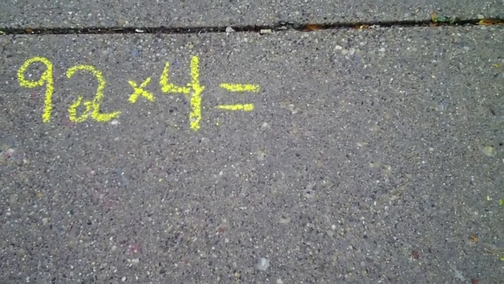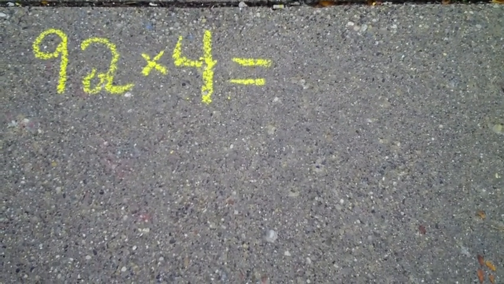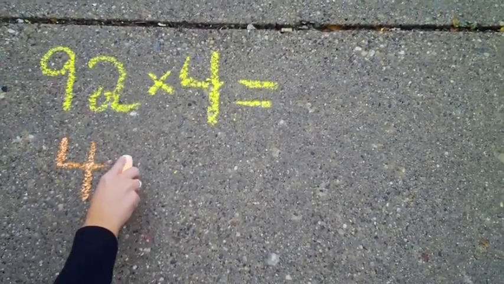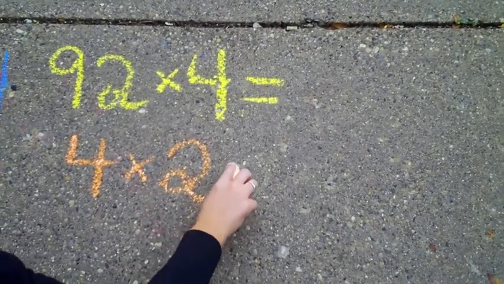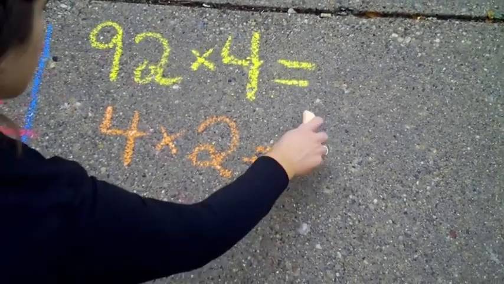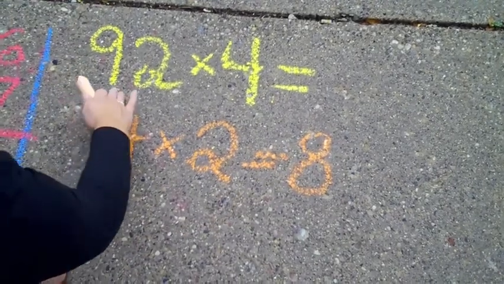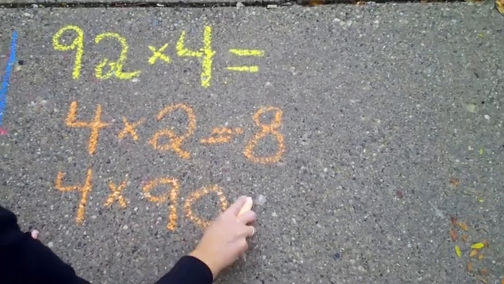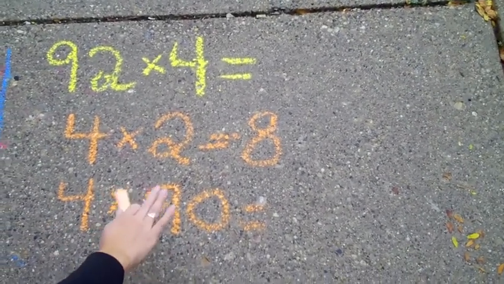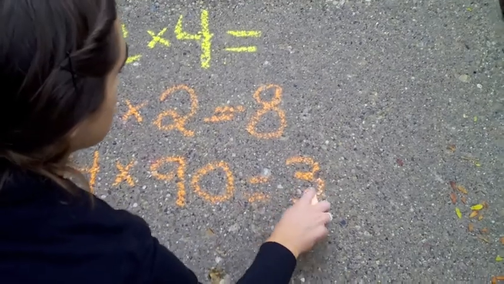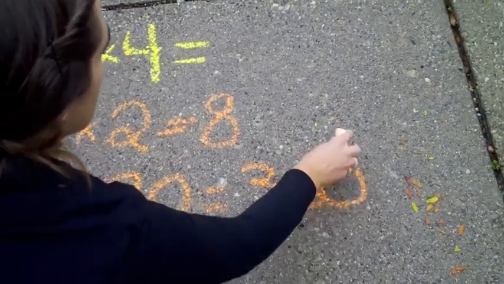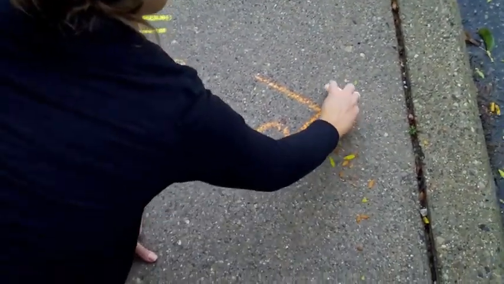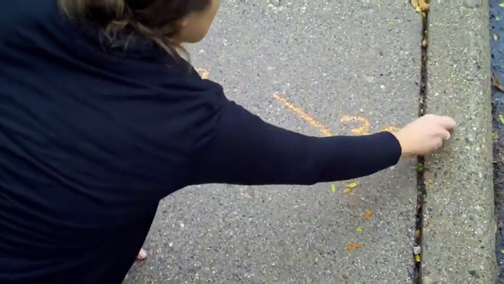So now let's try this new strategy, partitioning, with a different multiplication problem. 92 times 4. So first we do 4 times 2 equal to 8. And we're going to do the tens place. 4 times 90. And if you need to think of this as 4 times 9, remember that's fine. And that would be equal to 36. And then we add the 0. Then we add 8 plus 360. And that equals 368.